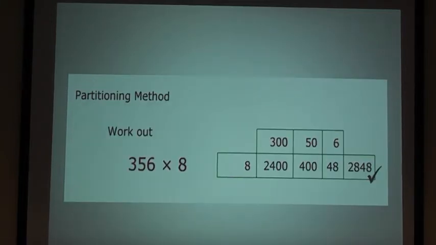So the partitioning method, if we work with bigger numbers this time, we've got 356 multiplied by 8. So 6 is the unit, 5 is the tens, so you've got 50 there, not 5. 3 is the hundreds, so you've got 300 there. So you then do 300 multiplied by 8, which gives you 2,400. 50 multiplied by 8 gives you 400. And 6 multiplied by 8 gives you 48. You add these 3 columns, that's the 2,400 with the 400 with the 48, and you get 2,848.